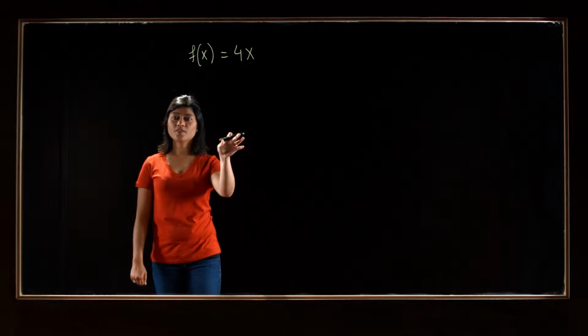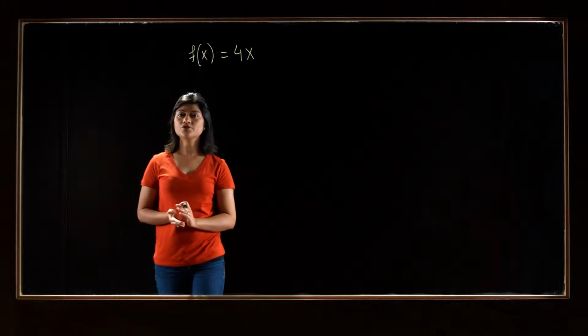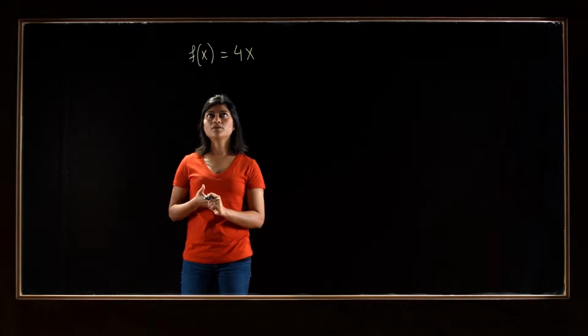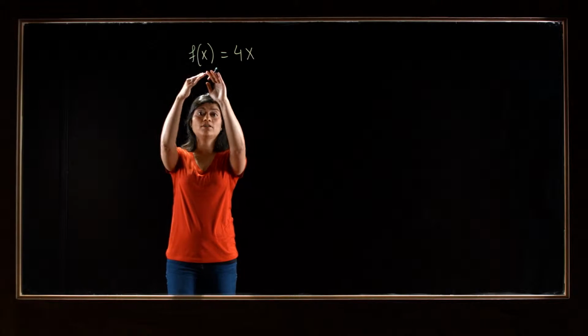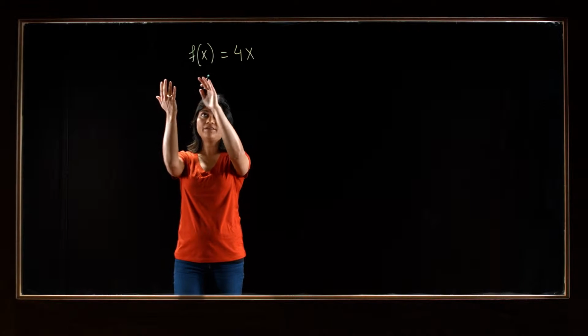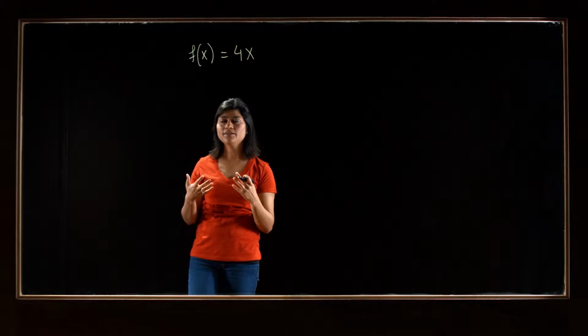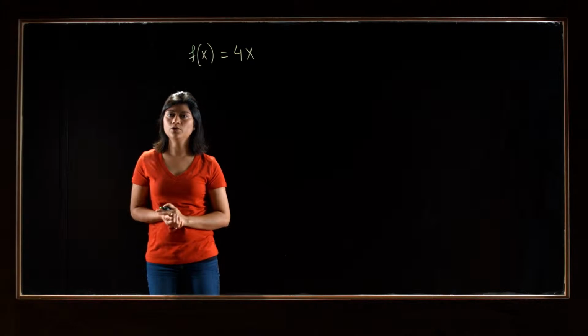In this problem, we are looking into the inverse of a function. It's a very important concept. So, this is all given. The function is given: f of x is equal to 4x. Informally, we have to get an idea of what the inverse function will look like.